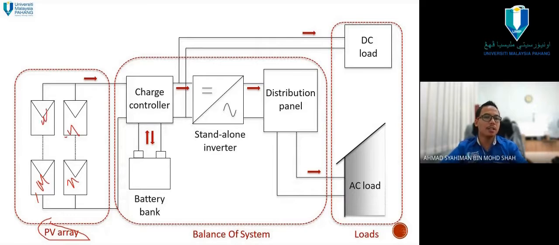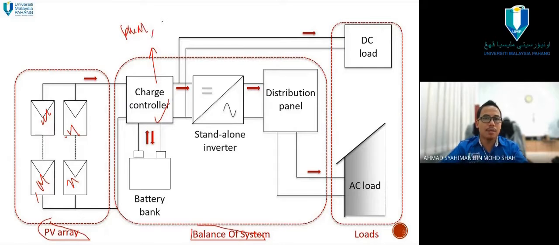Ini adalah symbol for the solar module. Okay, solar module. Then we have the balance of system. Sebelum ni kita tak masuk kan inverter semua, tapi tak apalah, kita anggap part ni adalah balance system, whatever. Kita ada charge controller, we have the battery banks. Charge controller ni lah yang sebelum ni kita learn, kita ada PWM, okay.